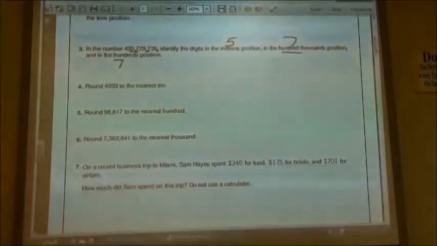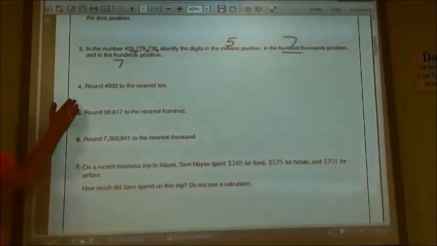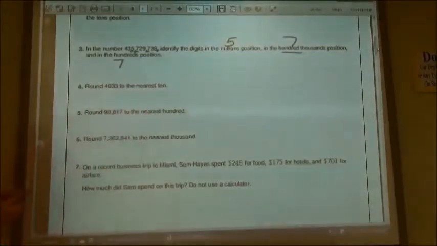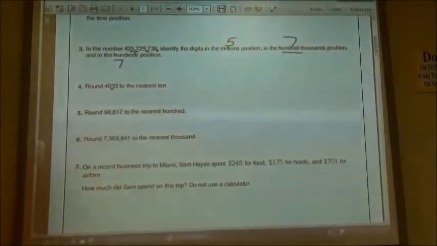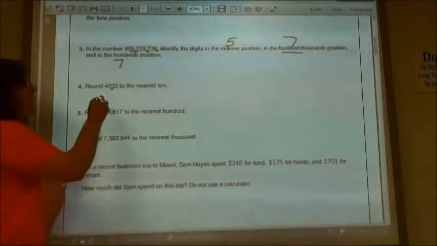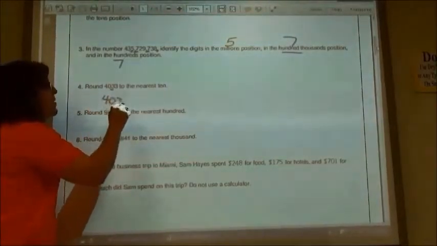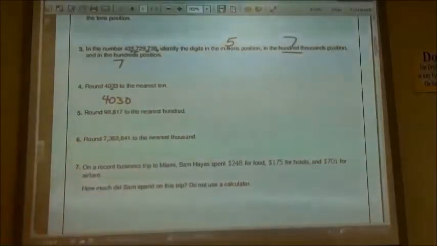The reason we need to know the position is because you're going to be doing some rounding. When it says round to the nearest 10, you have to identify the number in the tens position, which in this case is a 3. Anything after that you're going to change to a 0. So I'm going to write it as 4,030.